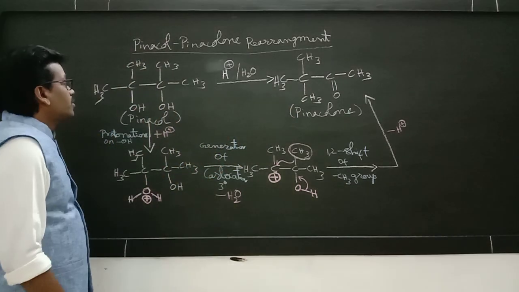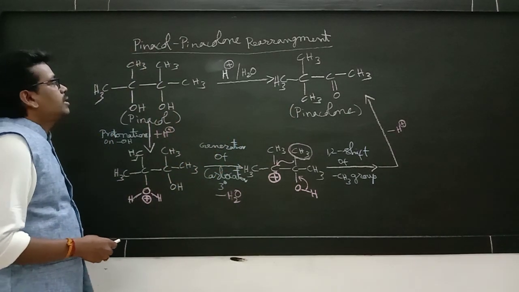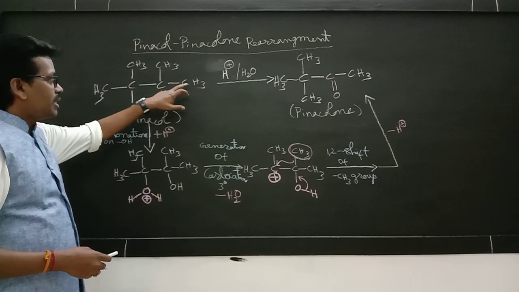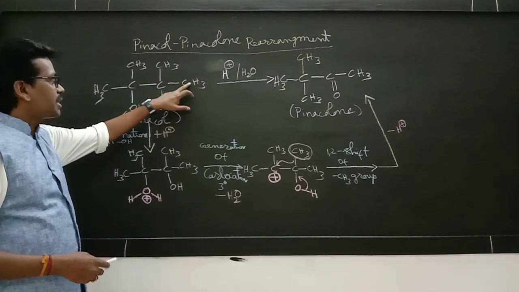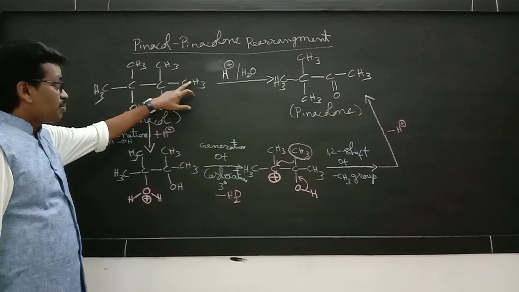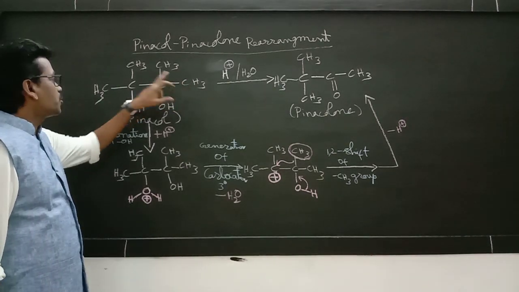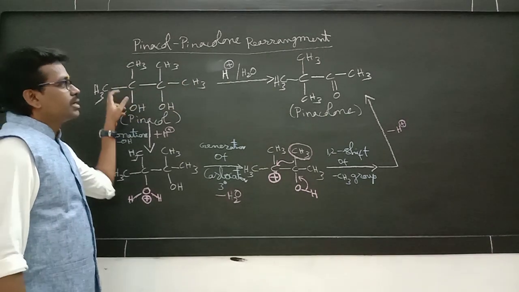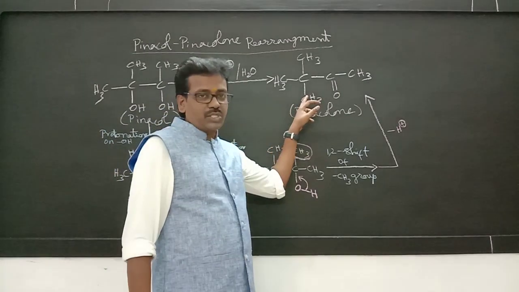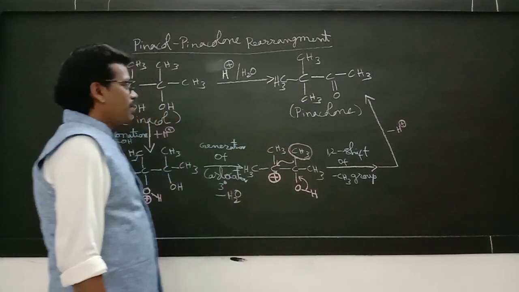Here we can observe the starting material. Here the methyl group from the second carbon atom is migrated from its position to the adjacent carbon. Here we could see that in the product side. So now let us go to the mechanism.